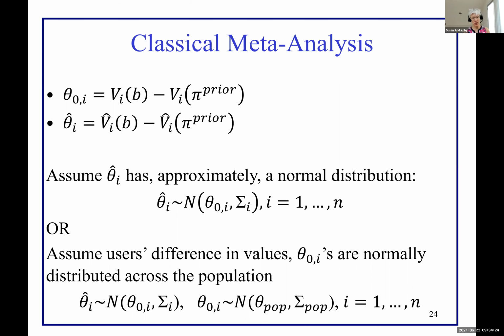So if we focus just on the 91 users, that's what we'll do. If we want to make a statement about the overall population of individuals with newly diagnosed stage 1 hypertension, then we additionally make that second assumption, that the true scalar difference in values varies normally across the population.